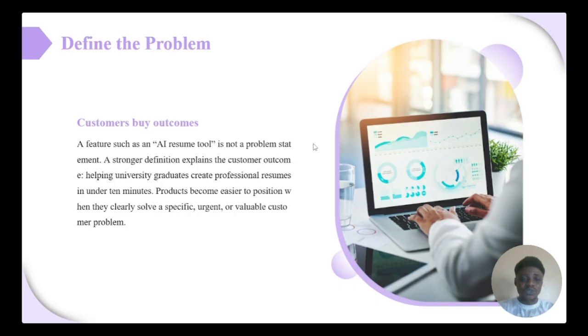So people have this particular problem. By reading the title already, they know that this is what they are going to get when they buy the product. Products become easier to position when they clearly solve a specific, urgent, or valuable customer problem.